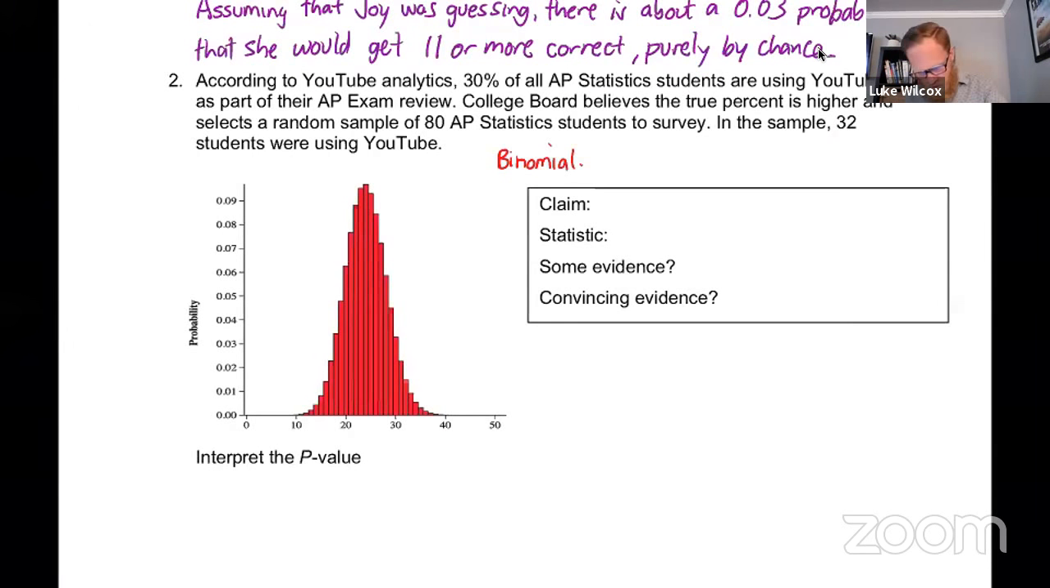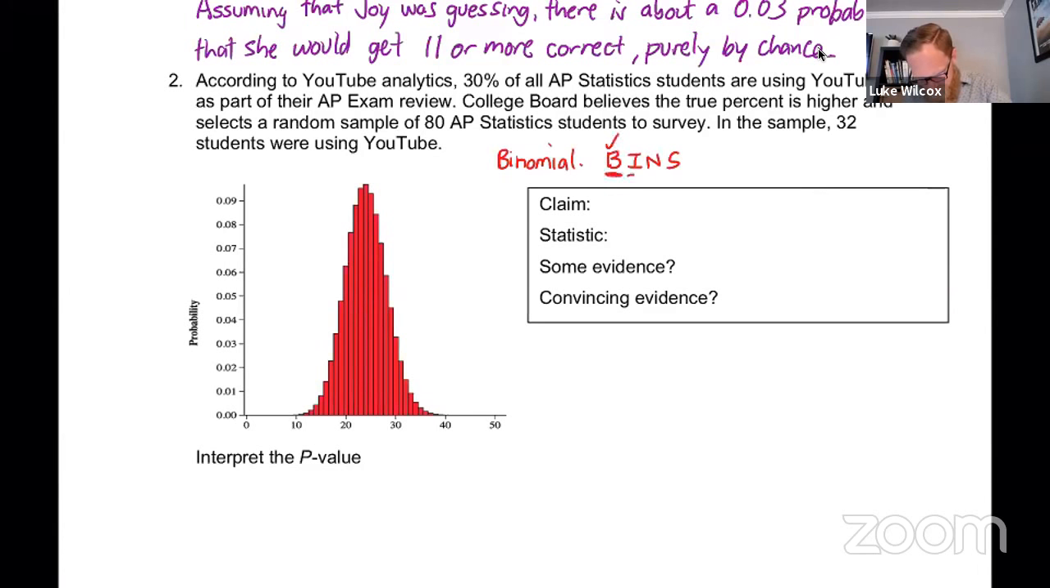Now, just to make sure, we know that there are 4 conditions that are necessary for this to be considered a binomial distribution. So let's just check those real quick. Okay, for B, each trial is binary as either a success or a failure. Well, a success here would be that the person's using YouTube, and a failure is that they are not. So that condition is met.